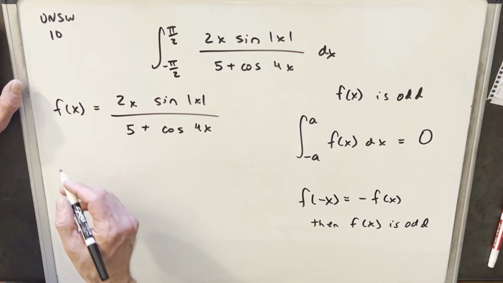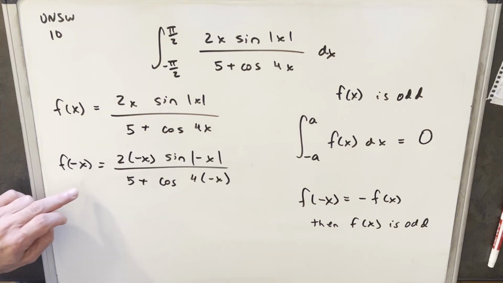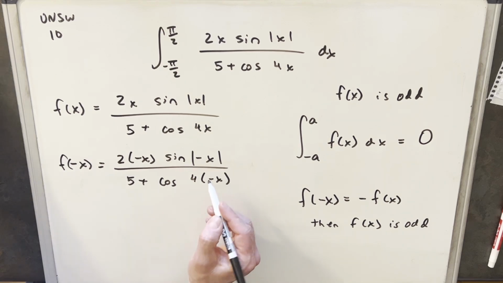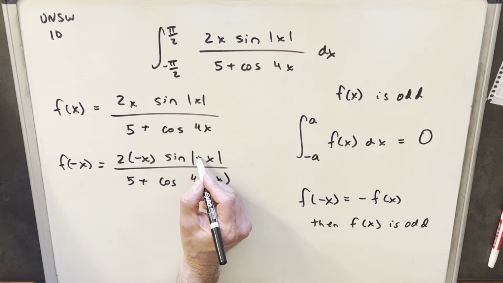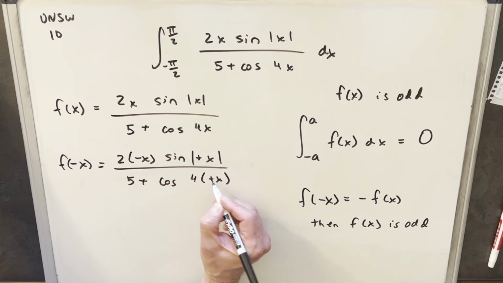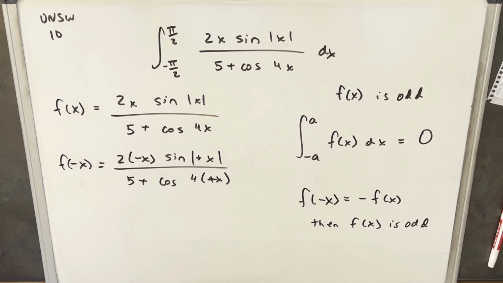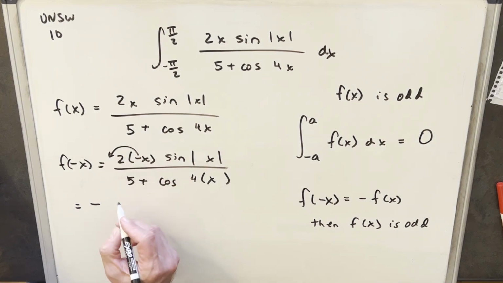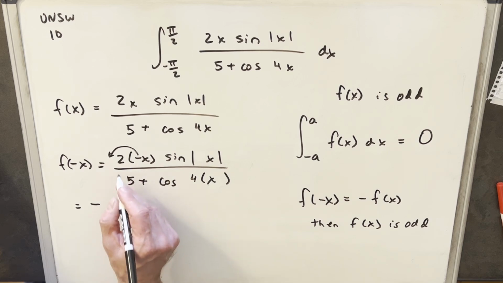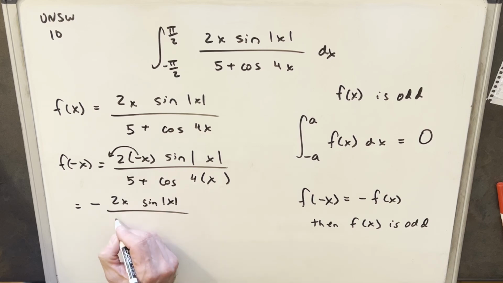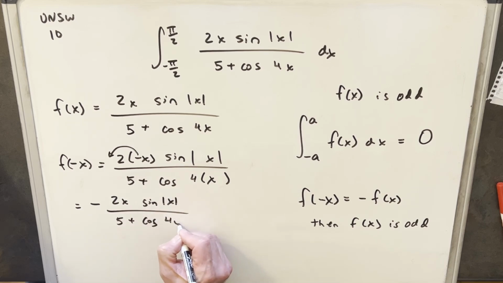So from here, we're just going to look at f of negative x. Wherever we see an x, we plug in our minus x, and we're going to get quite a bit of simplification. Because we have an absolute value here, we can just turn that into a plus, so that one goes away. And cosine is an even function, so a negative sign there can be ignored. Then we just have this one minus sign here, and I'm going to bring this out front of the whole thing. So we're going to have minus 2x sine absolute value x over 5 plus cosine 4x.